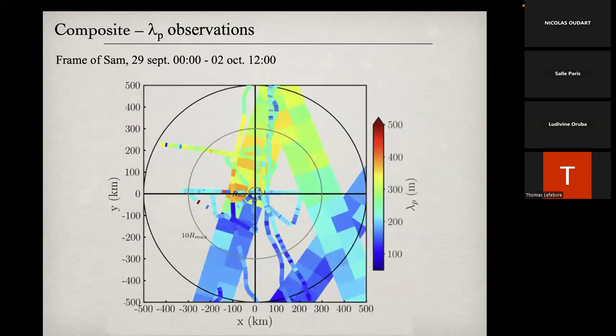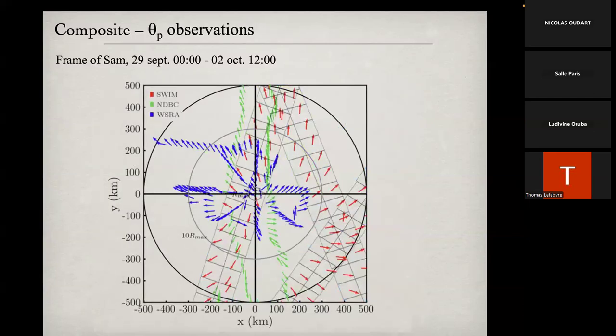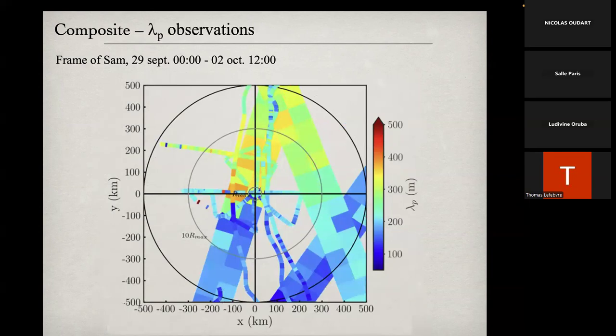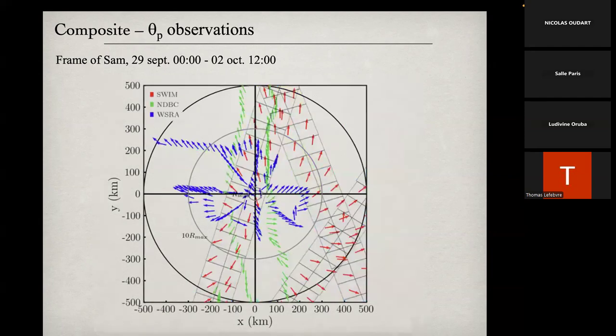Now let me show you the wavelengths, the dominant wavelengths of the waves. You can see here that the largest wavelengths are located in the two front quadrants of the cyclone, and the wavelength is about 300 meters. And if we do the same with the dominant direction of propagation of the waves, we get this figure.